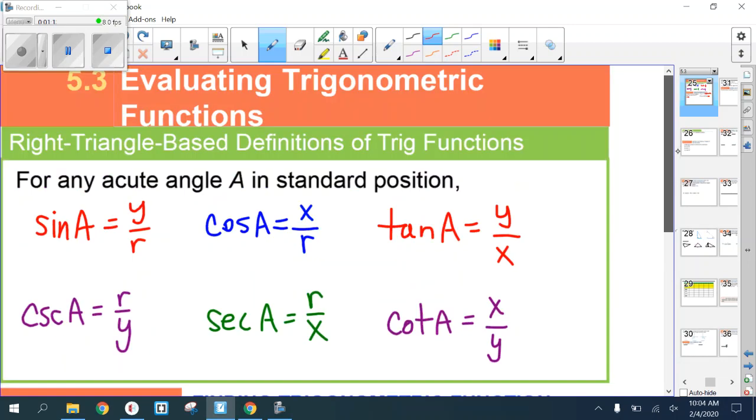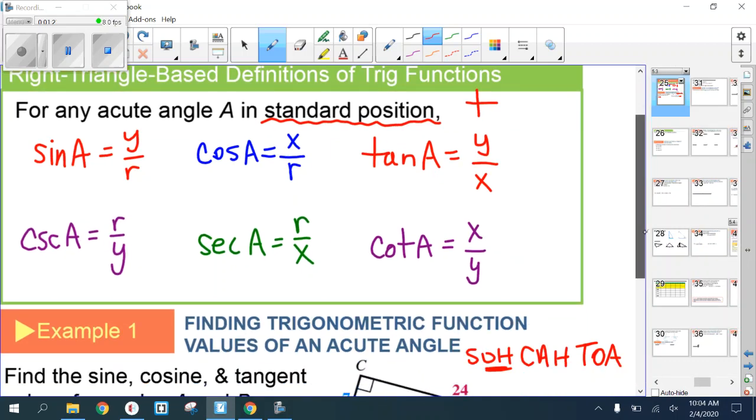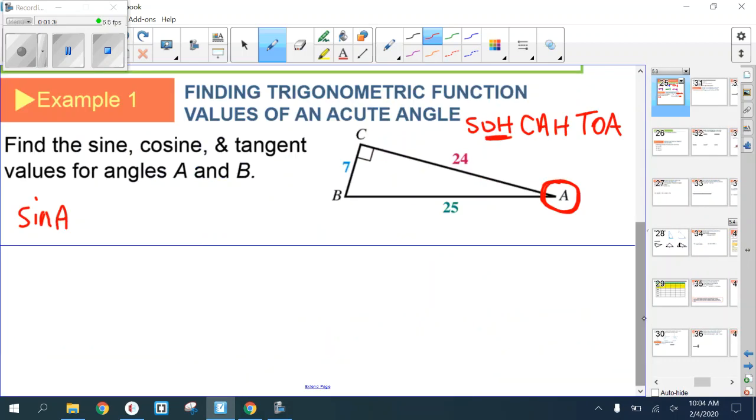it doesn't really make sense to look at y over r because we don't know what the x and y coordinates are. We're not in a coordinate plane. Notice this says in standard position. That's talking about when we're in a coordinate plane. Okay. If we're not in a coordinate plane, it's probably more something like this where we're using SOHCAHTOA. So we need to go back and think about opposite over hypotenuse.